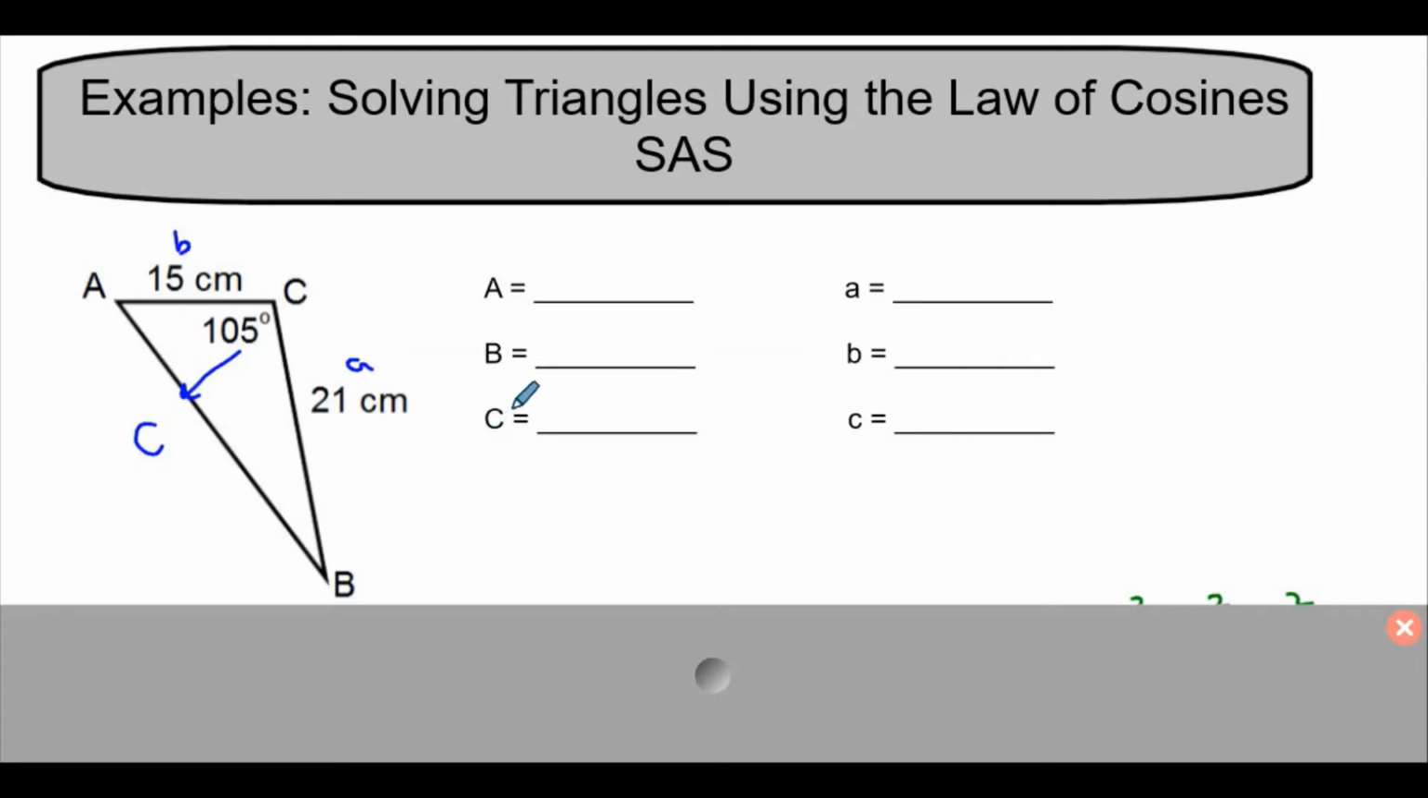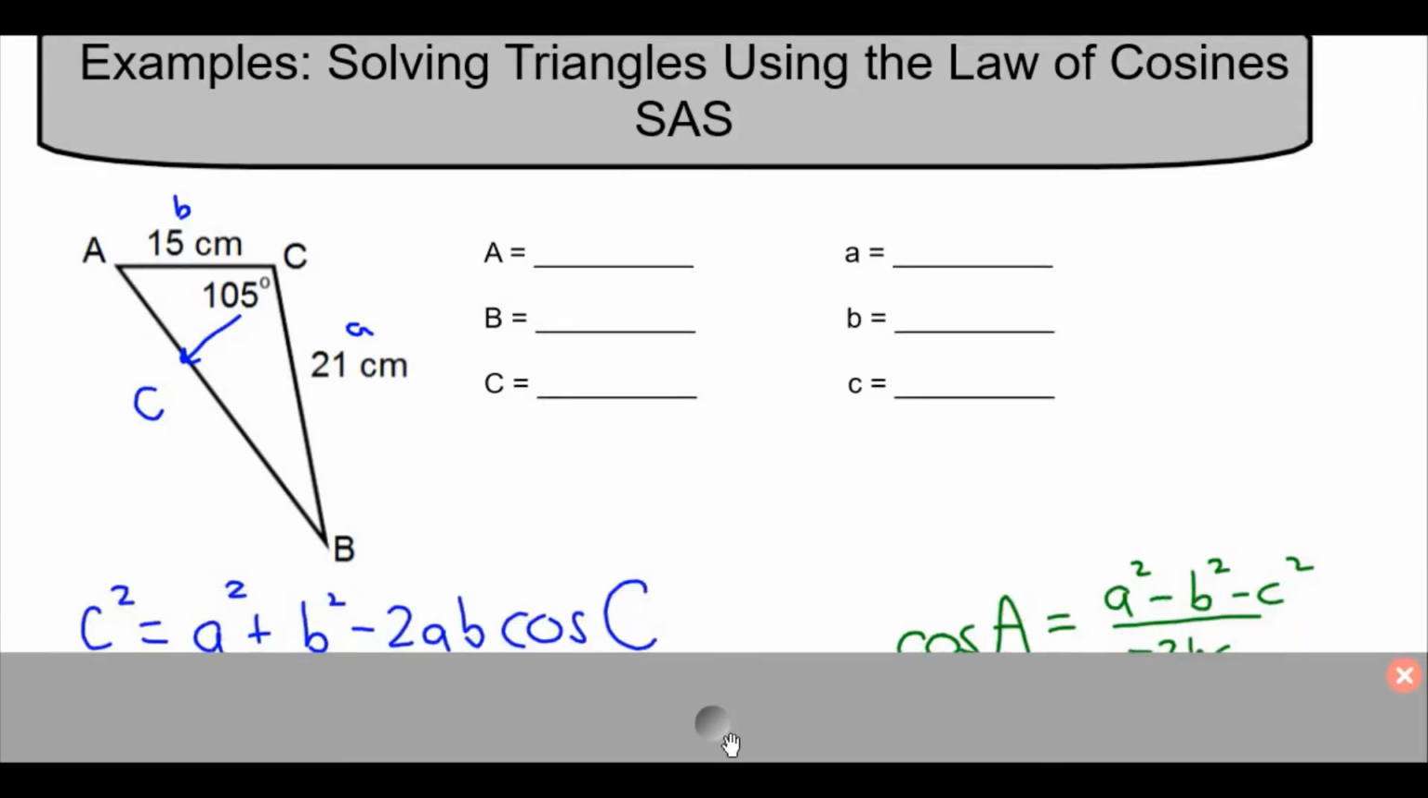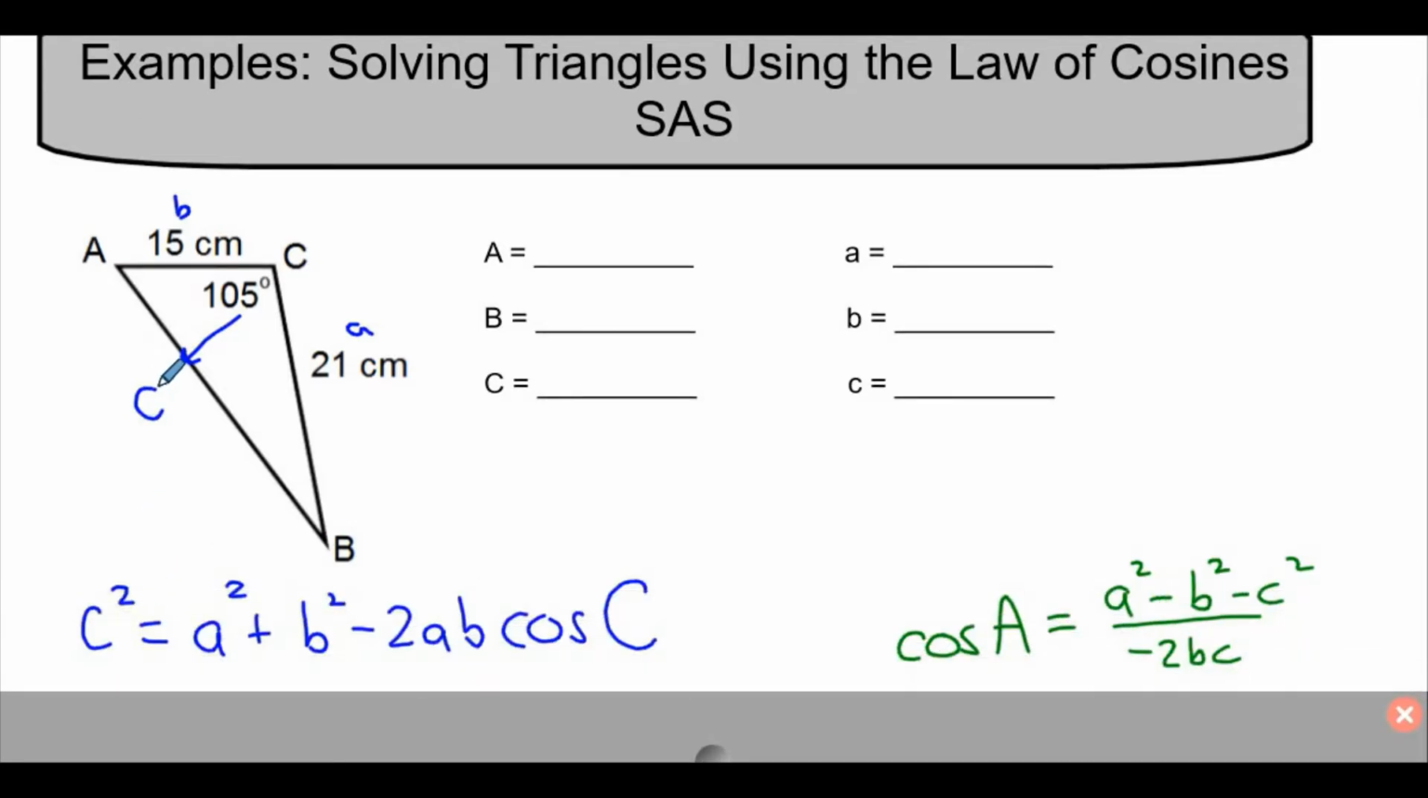And if I want to find the angle, it doesn't really matter which one you start with. They gave us c, we might as well find a. That would be cosine of a equals a squared minus b squared minus c squared divided by negative 2bc. And so those two equations, when you look at them, again, c squared, if I want to find the side, I need a squared plus b squared minus twice their product, and then cosine of the angle directly across from the side that I'm looking for.